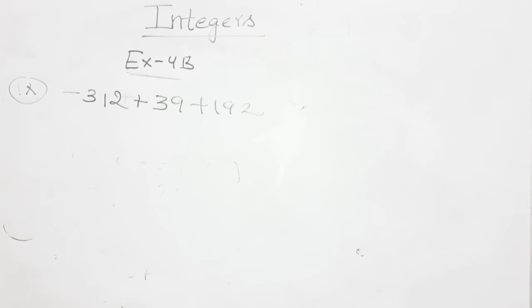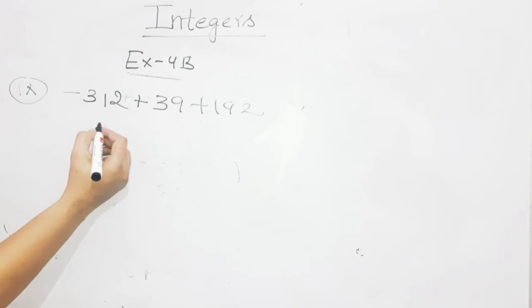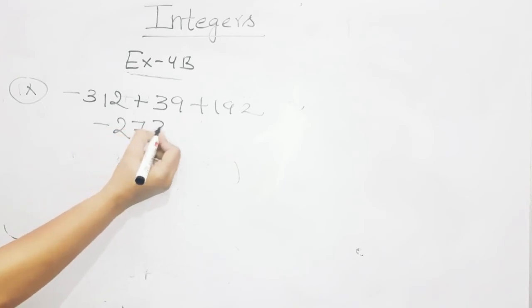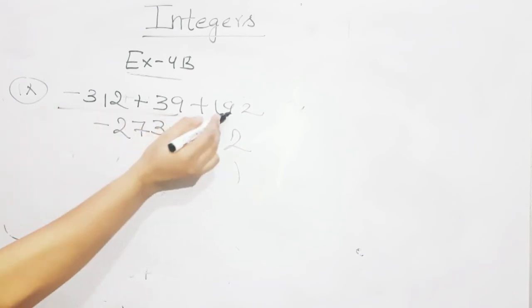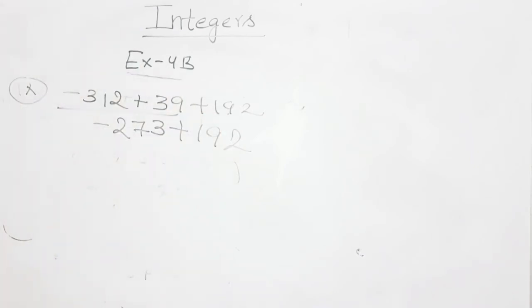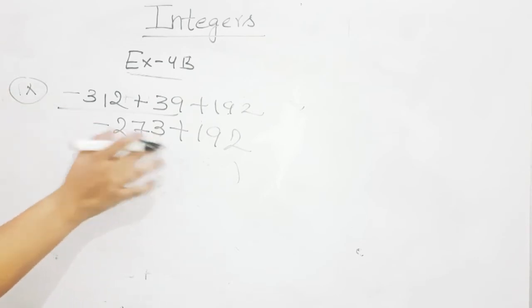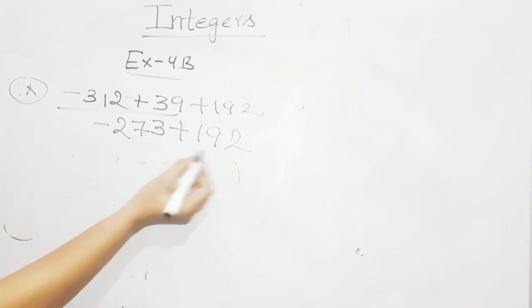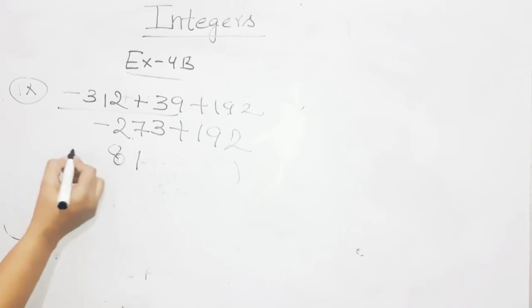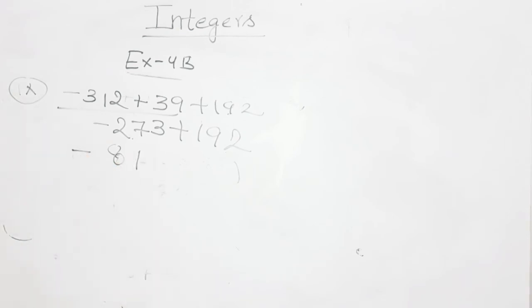What do we have to do? We have to subtract. So if we subtract 39 from 312, you are going to get -273. Now this much is done, only 192 is left. So -273 plus 192, one positive, one negative, and the greatest number has the negative sign. So 273 minus 192, the answer will be 81. So it is minus 81. Okay students.